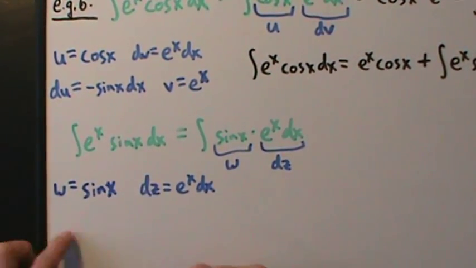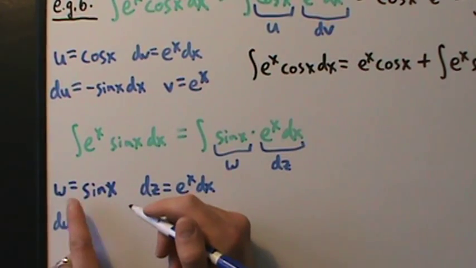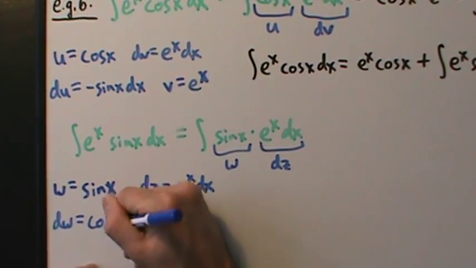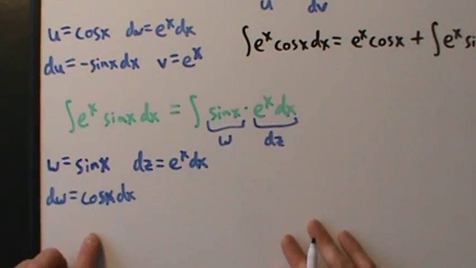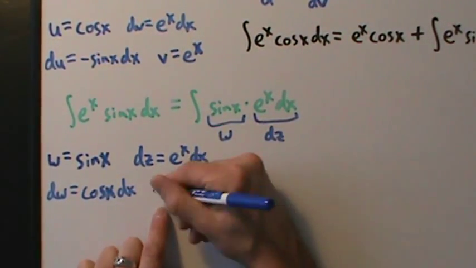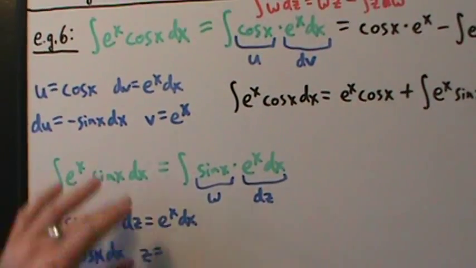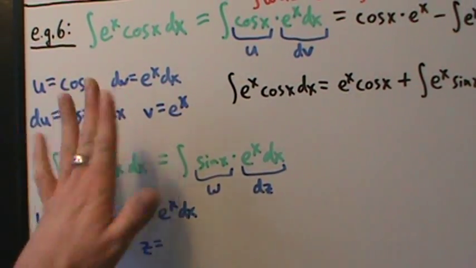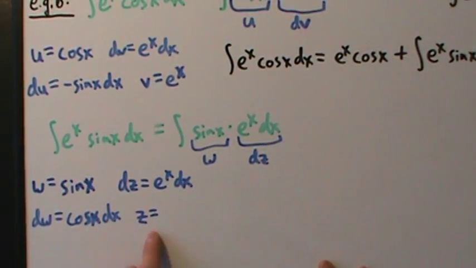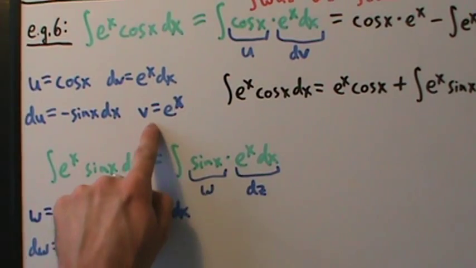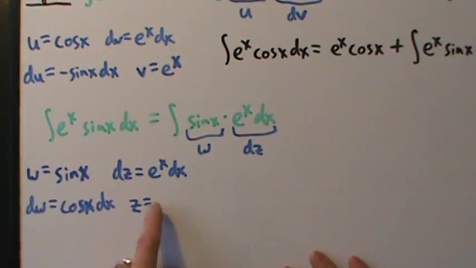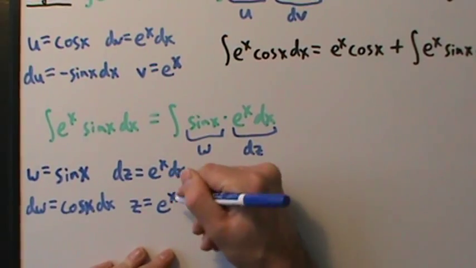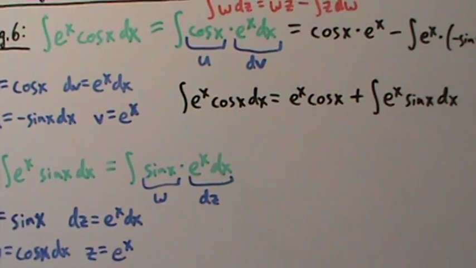Now dw: if w is sine of x, then dw is the derivative with the dx on it. The derivative of sine of x is cosine of x, and then slap on a dx. So cosine of x dx is dw. And then z, what's z? Just like up above, the math is exactly the same, we're doing integration by parts, just calling the variables different things. Up there we used u and v, now w and z. How do we get z from dz? Just integrate, just like when we wanted v from dv. So integrate e to the x dx, forget the arbitrary constant for this step, and you just get e to the x.